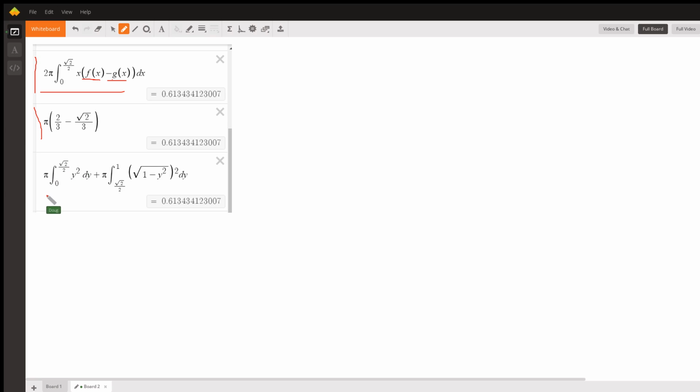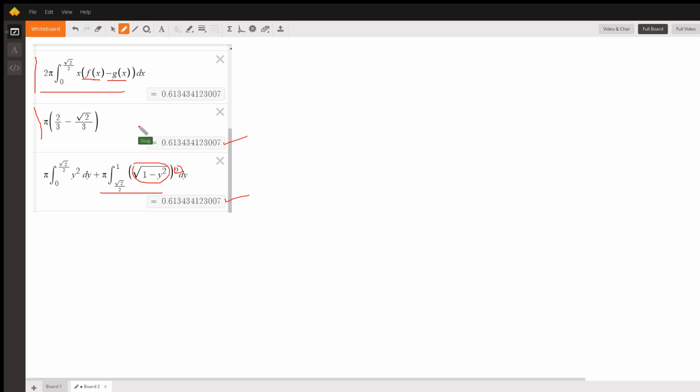Now here's what we have to do for the disk method. Pi times the radius squared. Well, we saw that the radius from 0 to radical 2 over 2 was y. Radius squared will give us y squared. And then here's the second integral, where we're using the equation for the circle, plus pi times the definite integral from radical 2 over 2 to 1 of the square root of 1 minus y squared. That's the radius squared.